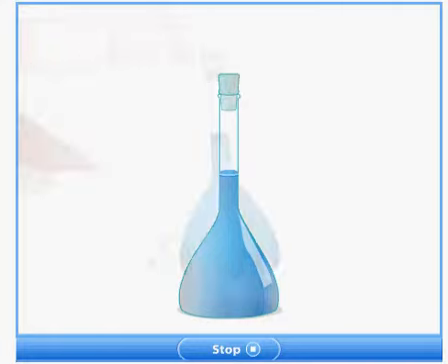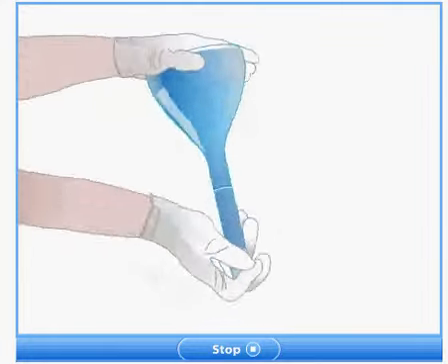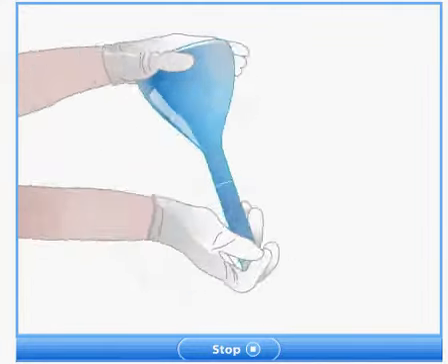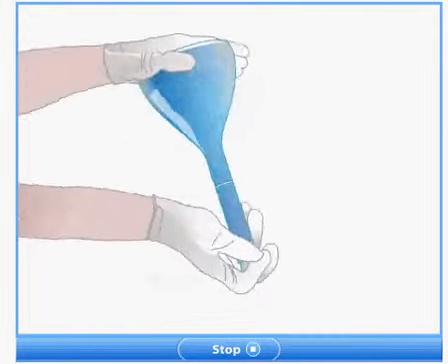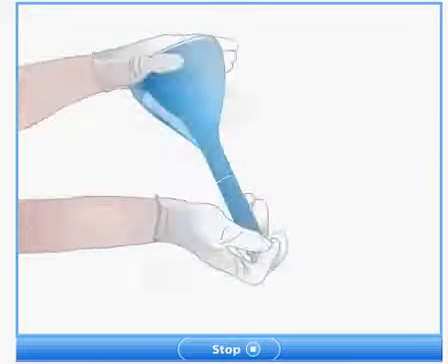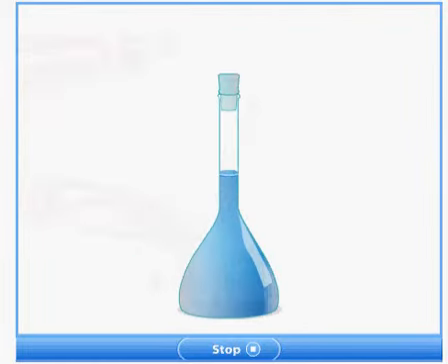Restopper the flask and agitate the solution with repeated inversion until it is thoroughly mixed. Make sure you invert and revert the flask at least 10 times. The resulting solution will be the calculated molarity of 1/2 molar.